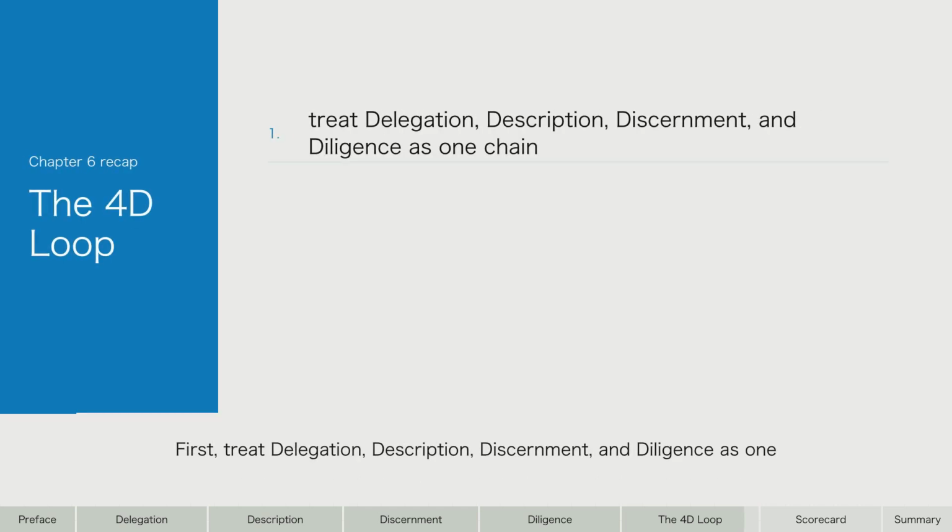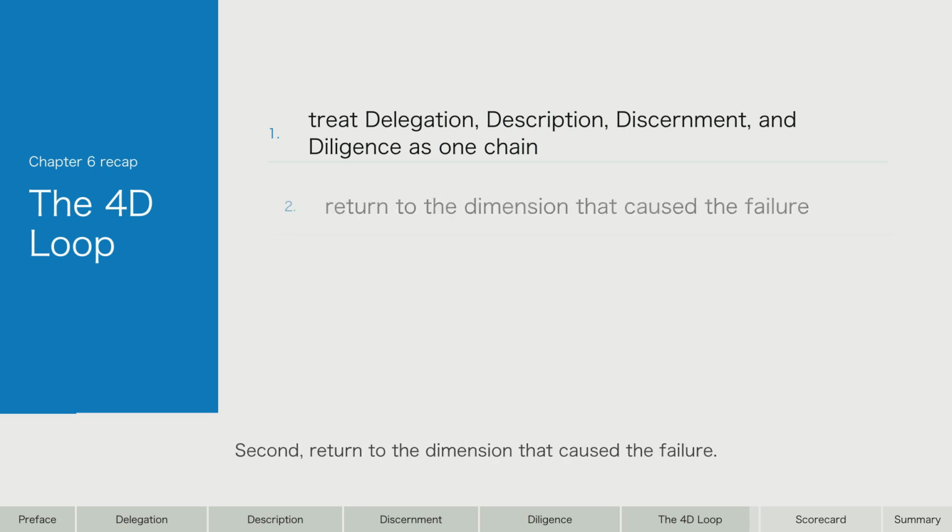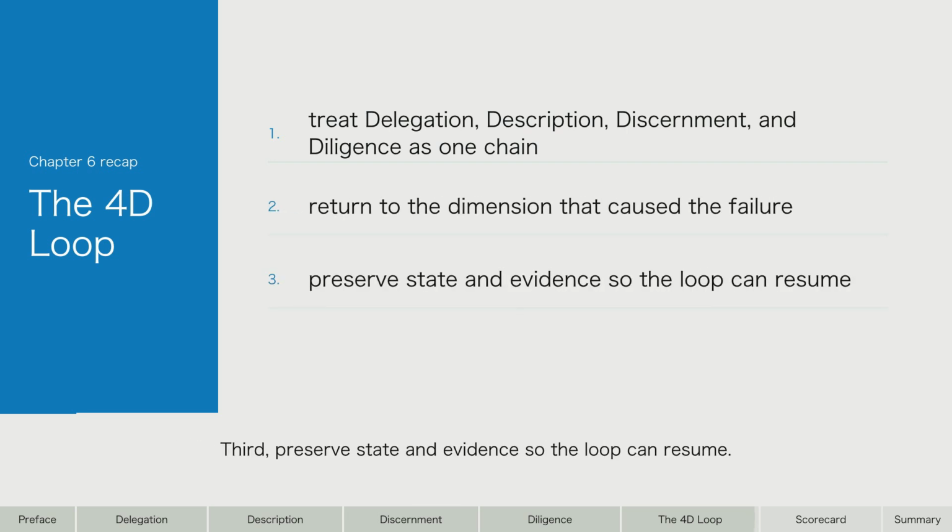First, treat delegation, description, discernment, and diligence as one chain. Second, return to the dimension that caused the failure. Third, preserve state and evidence so the loop can resume.